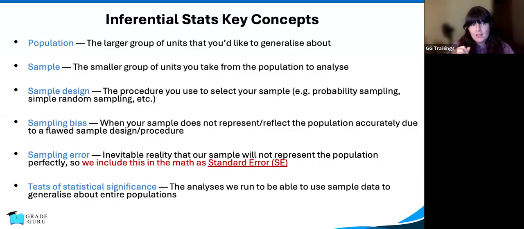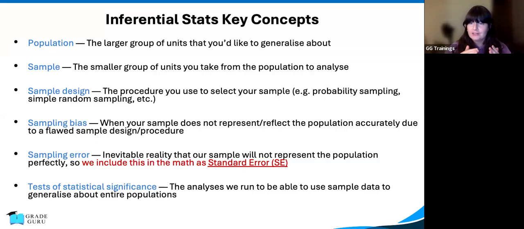Okay. And then sampling bias is when your sample does not represent or reflect the population accurately because of a flawed sampling procedure. So if you use a sample design that is more for qualitative research and you use it for quantitative, that will present a sampling bias. Or if the researcher had more say in who was selected and who was not.